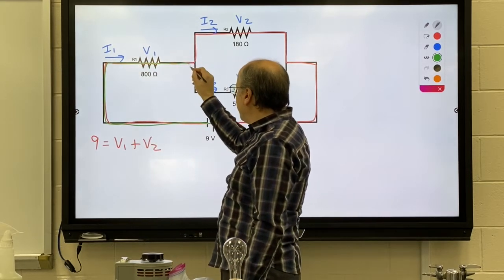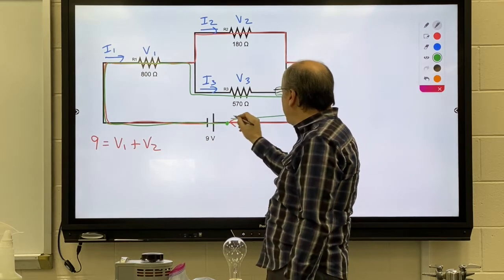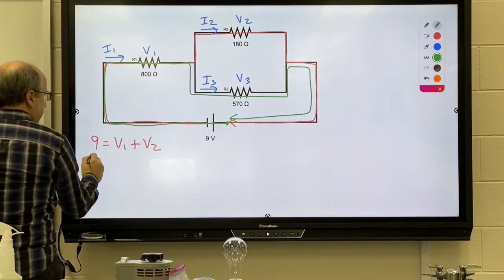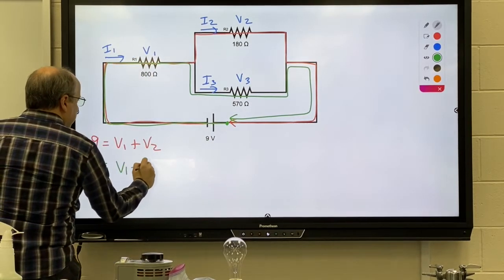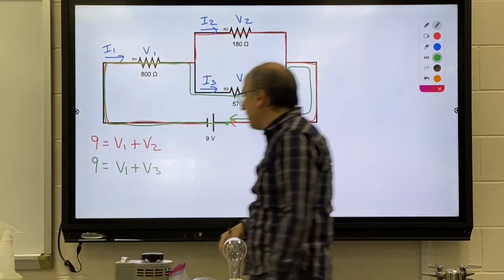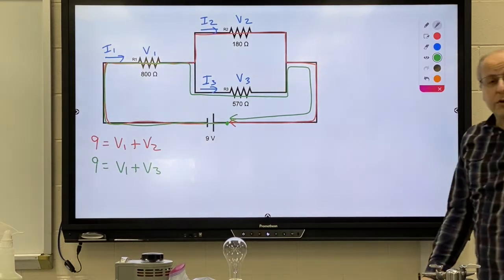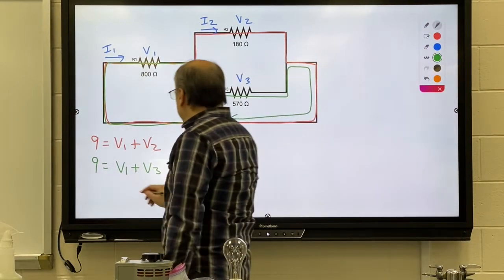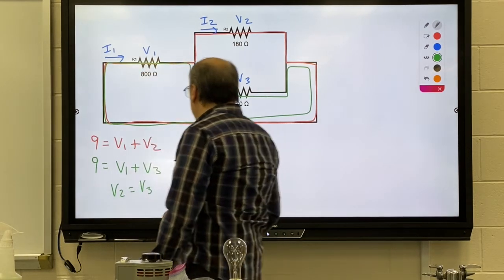I have to go through R1. This time I'm taking the bottom path, and I'm returning to where I started. So this time, gain 9, lose V1 and V3. So these are two different equations that conform to Kirchhoff's loop rule. I hope that you could see that this implies that V2 is the same as V3.